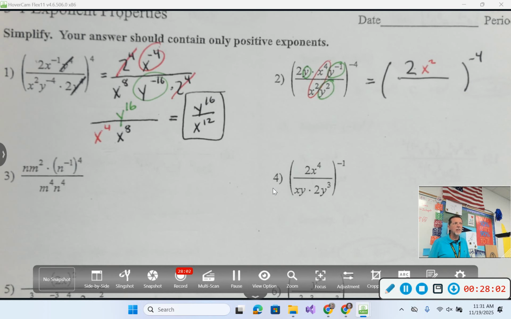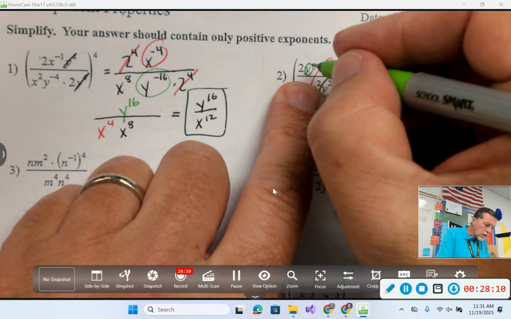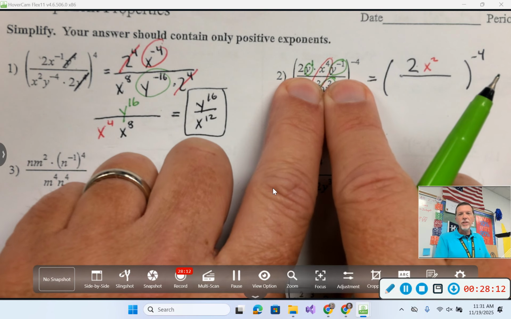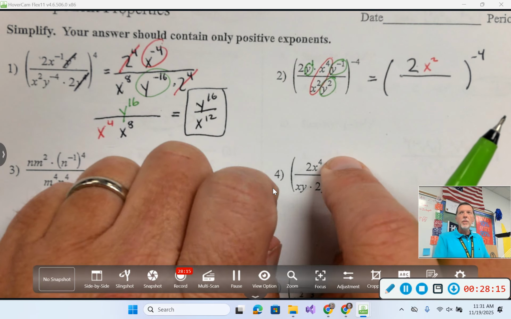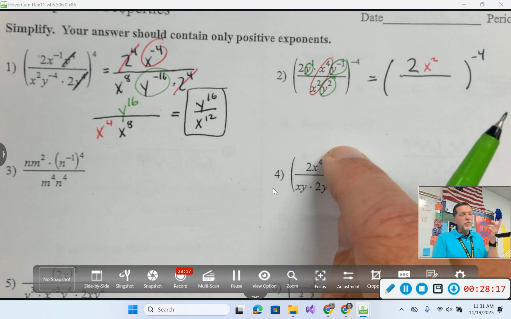Brett? Can you just say the ones on the top cancel? You can, because you're adding. Yeah. So one way to get there is 1 plus negative 1 goes away, then you just leave the y squared in the bottom.